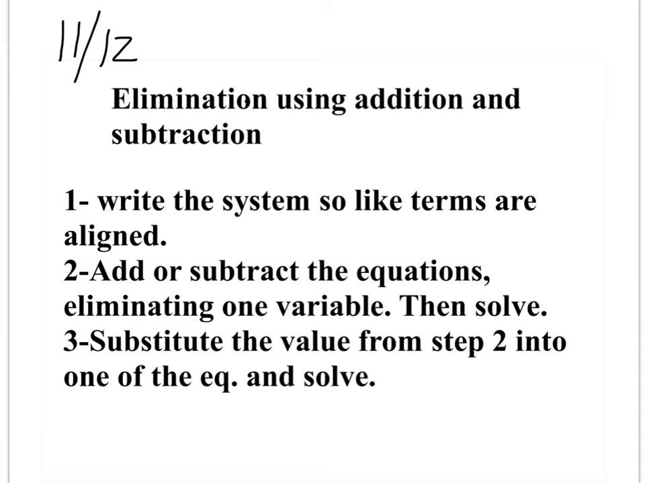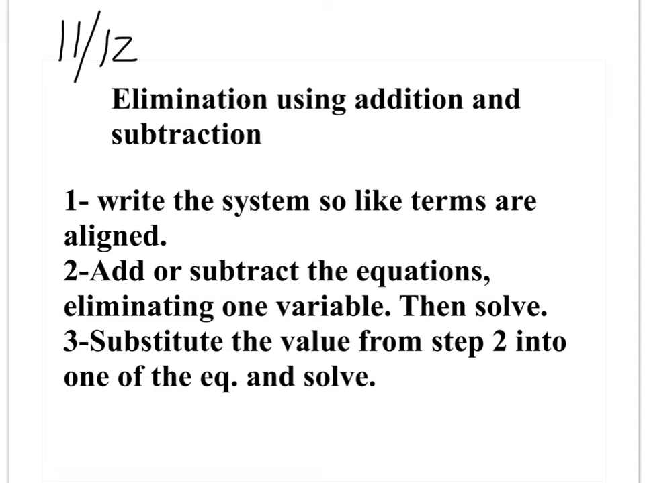Today, we're going to solve systems of equations by using elimination, elimination using addition and subtraction. The first step is to write the system so like terms are aligned: x above x, y above y. Then we add or subtract the equations. In doing so, you're eliminating one variable. You've eliminated x or you've eliminated y, then you solve for the other. So if you've eliminated x, solve for y.